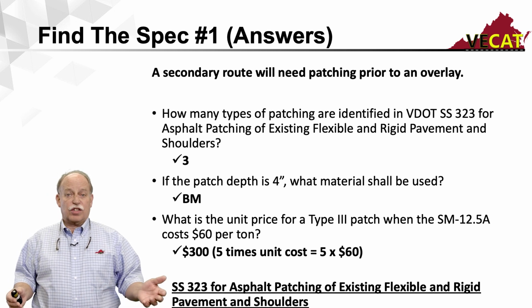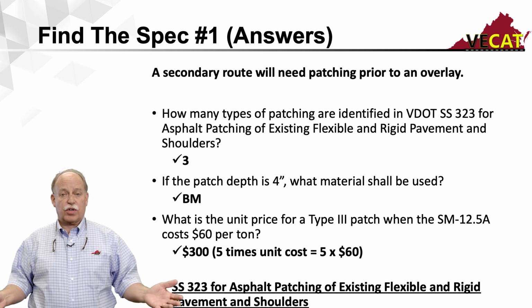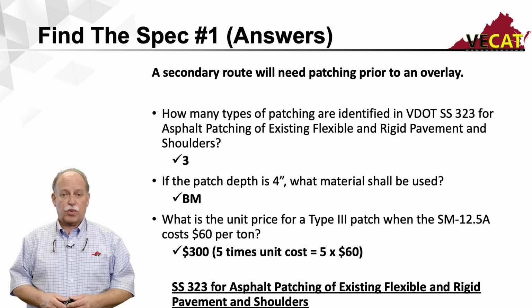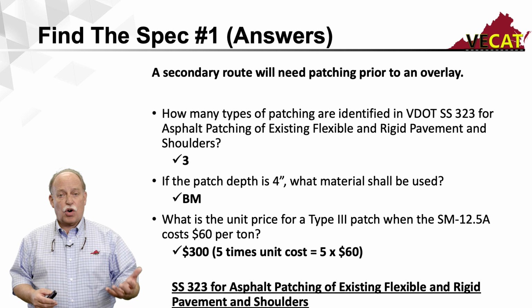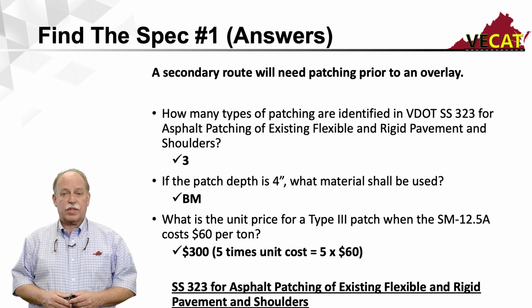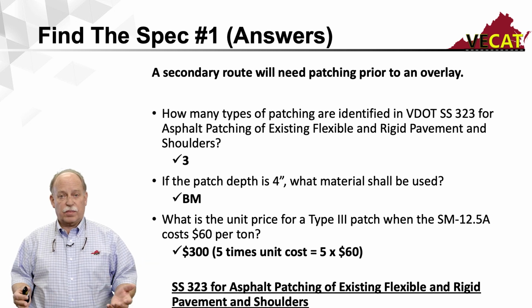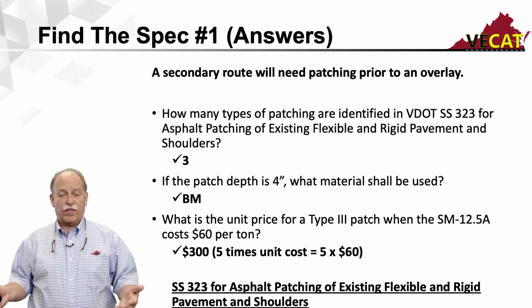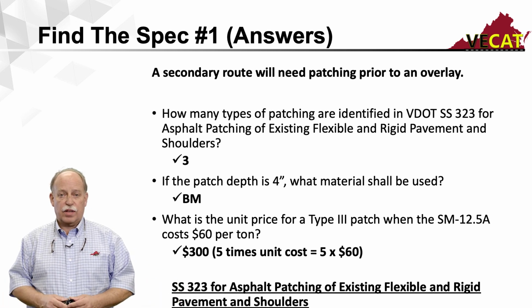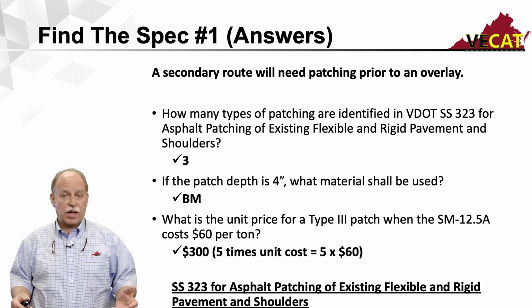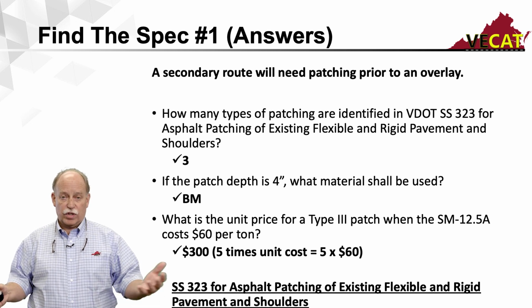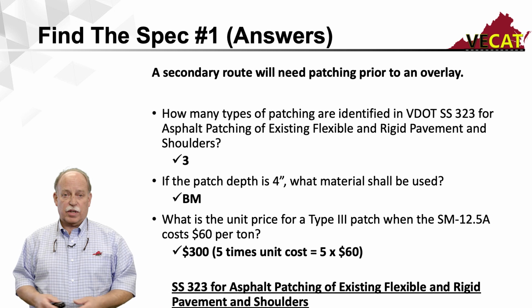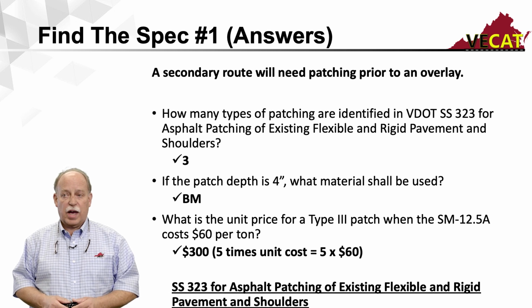So if you have a patch that's 4 inches, what material shall be used? Well, if you go to the supplemental specification for 323, you'll see a chart that breaks down different depths of patching. In this instance, you've got 4 inches, and you'll see that a BM25, it'll actually show it in the nominal maximum aggregate size of 25.0, which is a base mix. So the base mix is what's required for this type of patch.